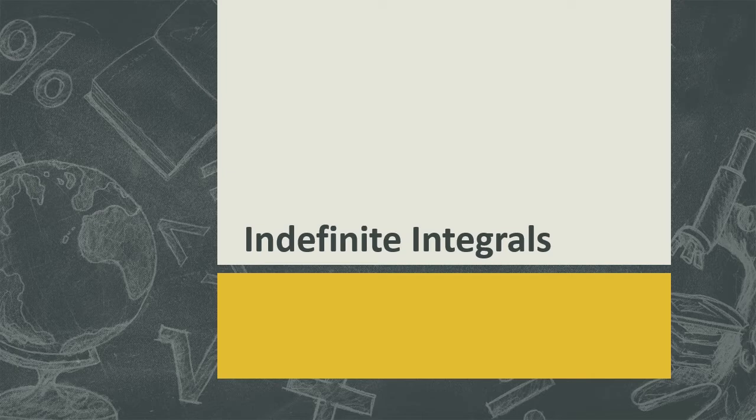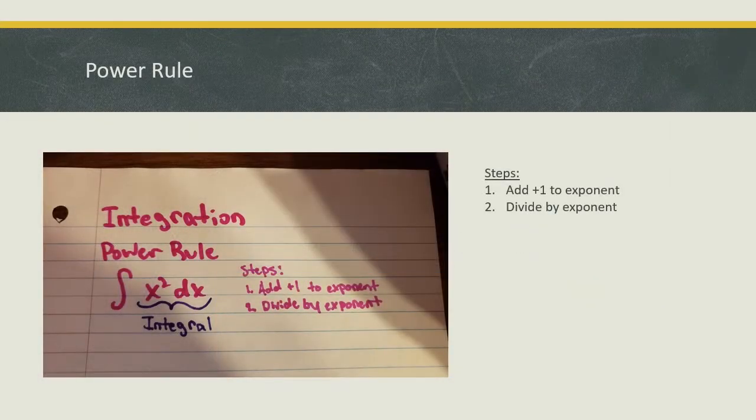Next up, we will be going over indefinite integrals. The next rule we have here is the power rule. When applying it to differentiation, you would subtract 1 from the exponent and then multiply it by f of x. However, for anti-differentiation or integration, you would add 1 to the exponent instead as the first step and divide by the exponent to which you added 1.